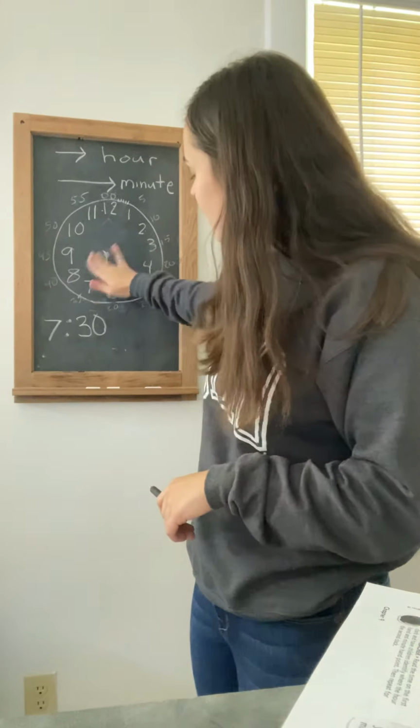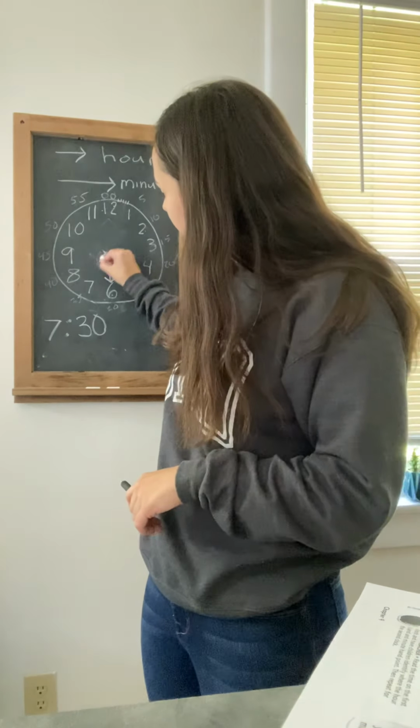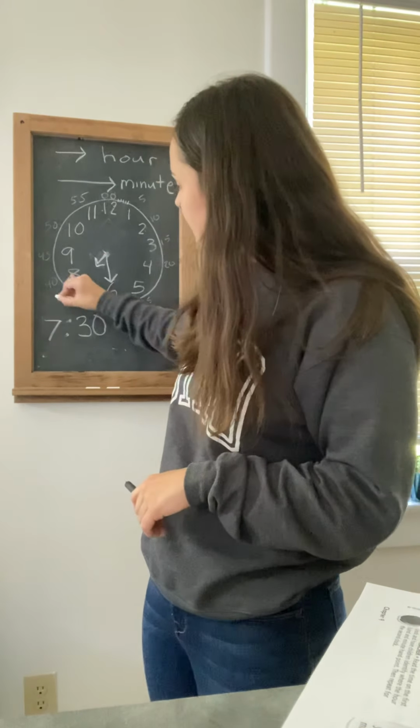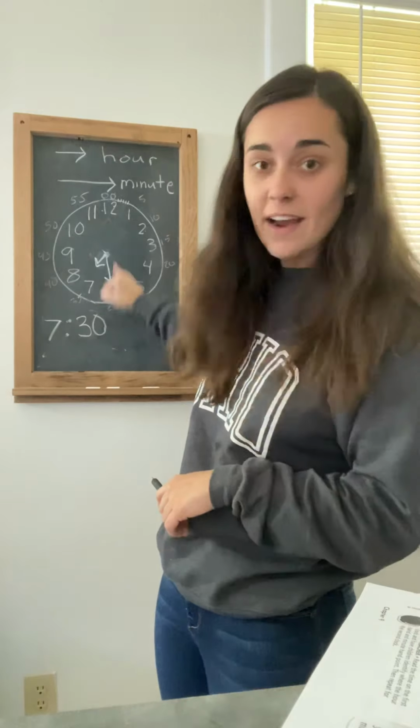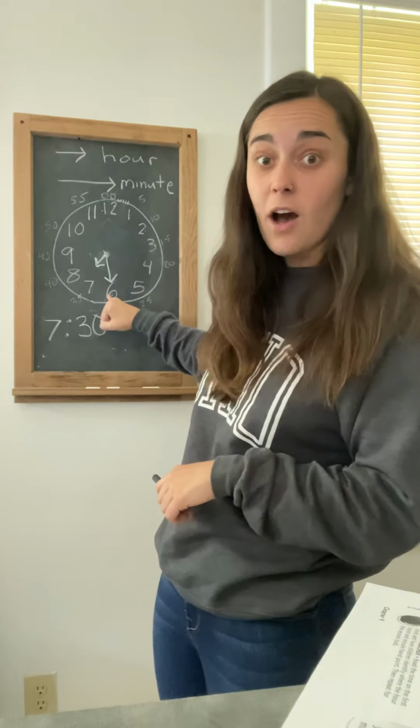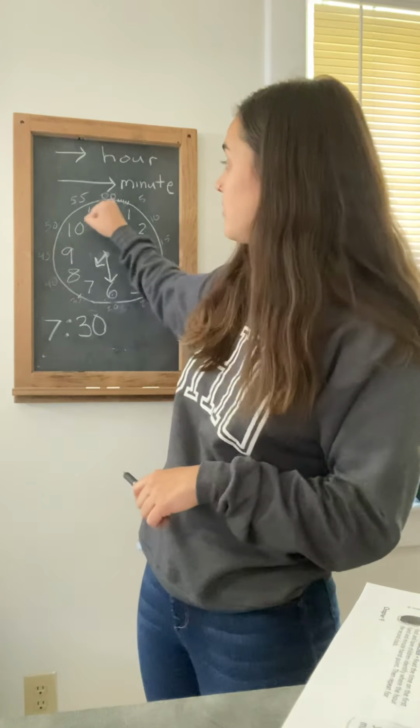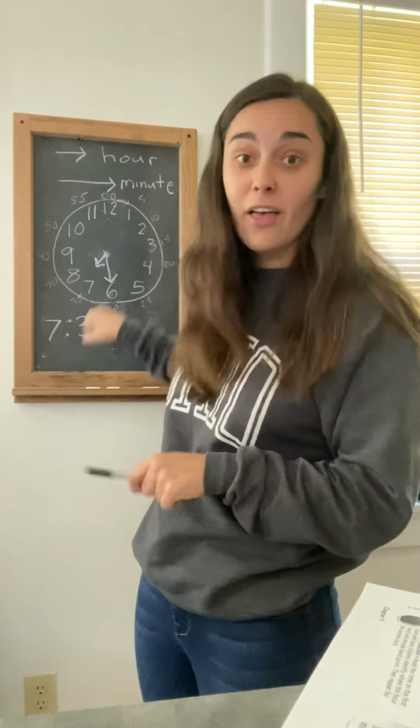So really this should go halfway between 7 and 8 because we're halfway there. Look, we've gone halfway around and we've got half to go. So it's 7:30. Very good on this. All right. So these questions are for you to complete on your own. So really try and work on those.